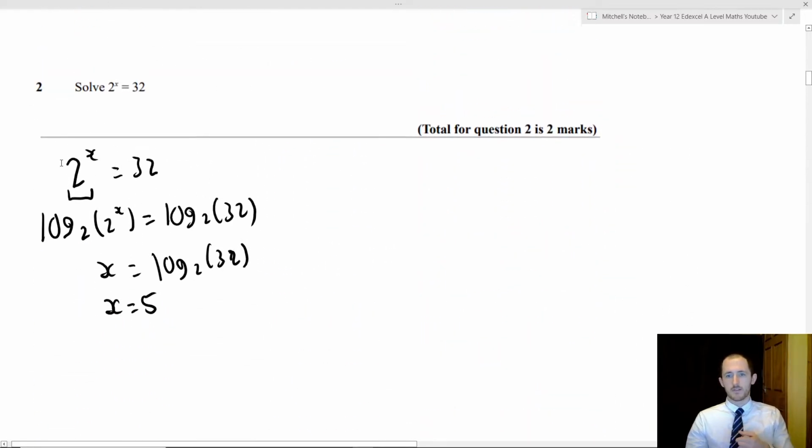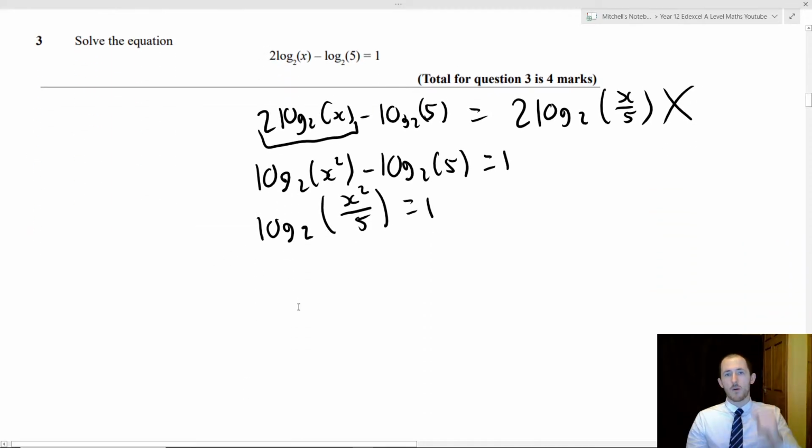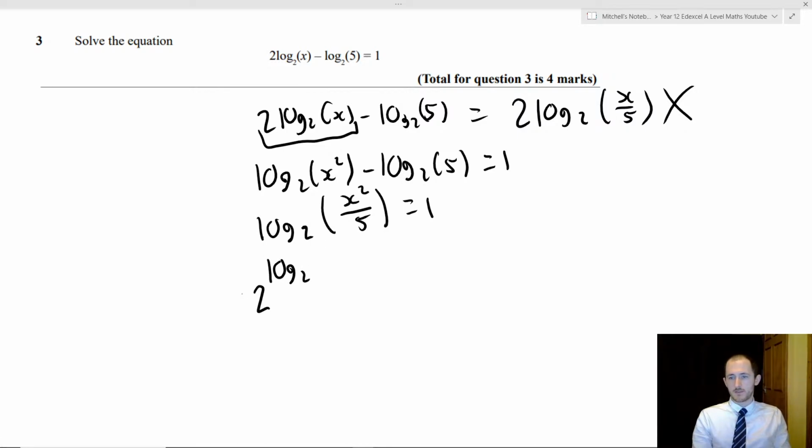In this previous part, we applied a logarithm to get rid of a power. So, if you want to get rid of a logarithm, you need to apply a power. What I like to call this is raising to the base. I'm going to do it fully once. So all I'm going to do is write 2, and then this is going to be to the power of log to the base 2 of x squared over 5.